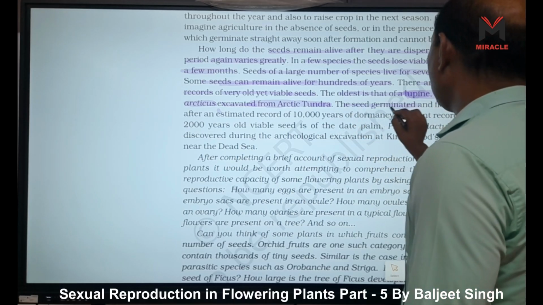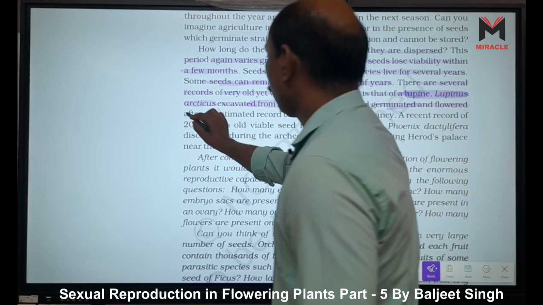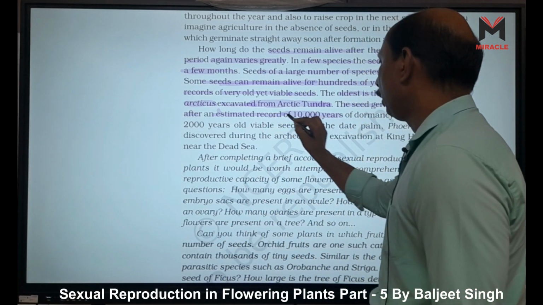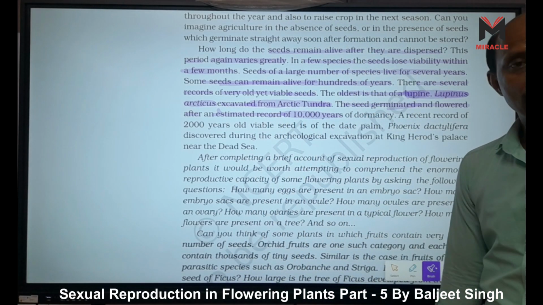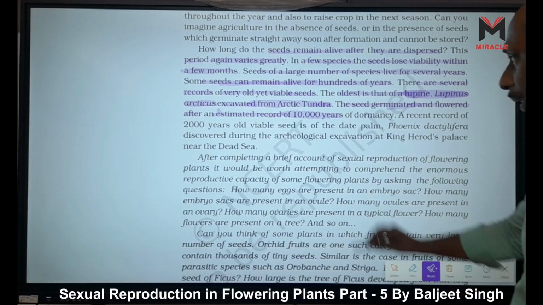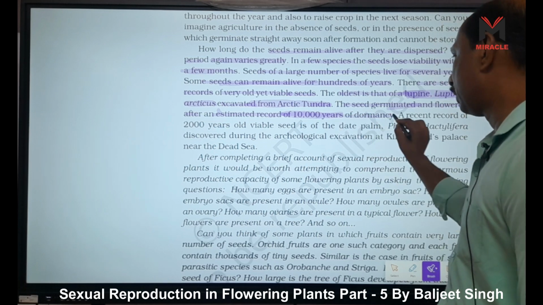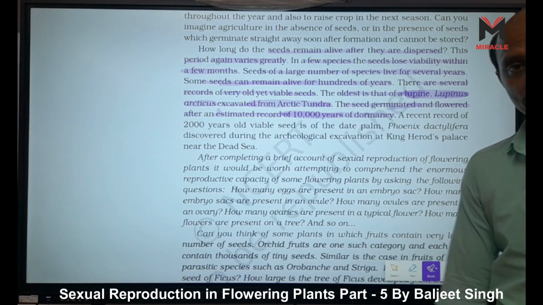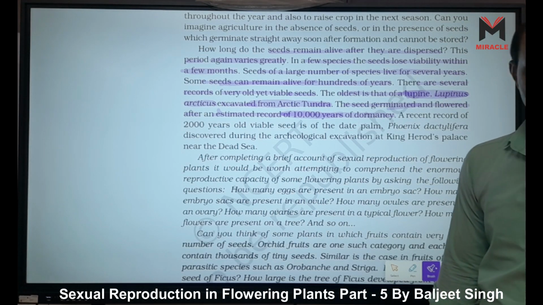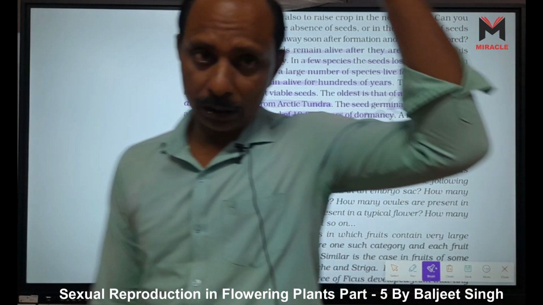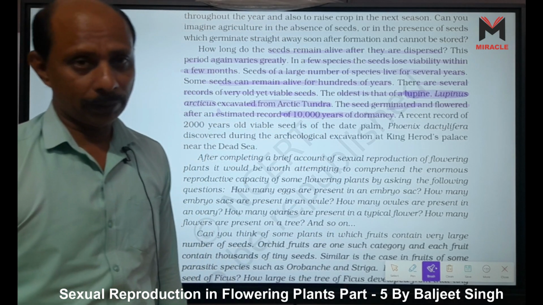These seeds germinated and flowered after an estimated record of 10,000 years. This is the record even today. No other seed has broken this record. 10,000 years of dormancy, not only a single thousand. You can understand, these are prehistoric seeds, and now they germinate.